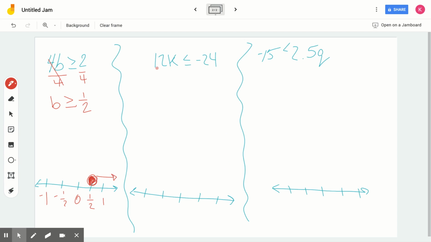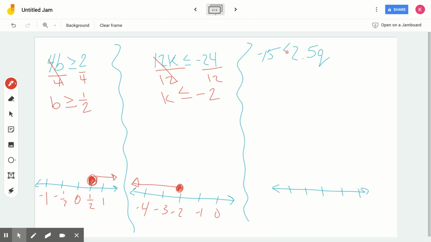Now on this next one, 12k is saying 12 times k. The opposite is to divide. So k is less than or equal to negative 24 divided by 12, and a negative divided by a positive is a negative, so that is negative 2. So again, we can label our number lines. Less than or equal to gets a closed circle. Less than shades to the left.